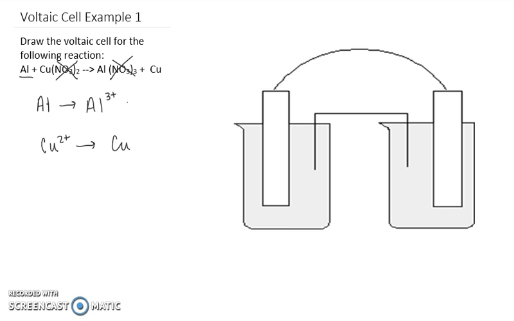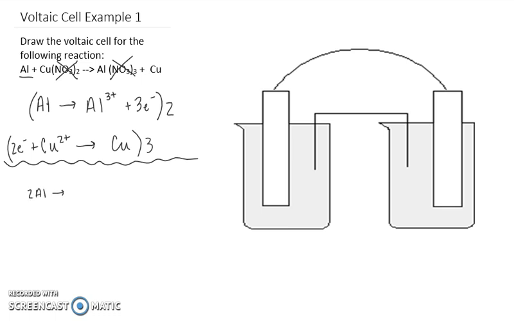So my aluminum gets balanced by adding 3 electrons over here, and my copper gets balanced by adding 2 electrons here. And in combination, if I want to make sure that these reactions are balanced, you remember that we need to multiply to get the number of electrons to be equal. So I multiply the top reaction by 2 and the bottom reaction by 3. And so my final half reactions are 2 aluminum goes to form 2 aluminum 3 plus 6 electrons. And then my other half reaction is 6 electrons plus 3 copper 2 plus goes to form 3 copper. So those are my 2 half reactions.